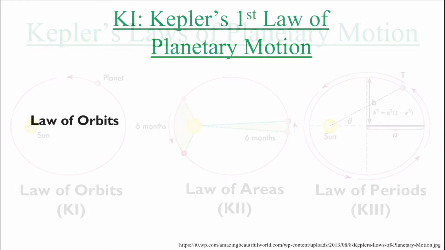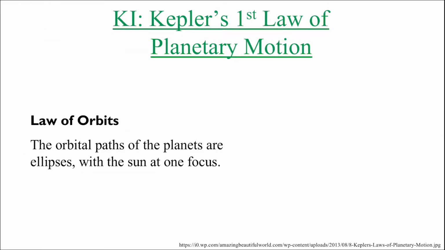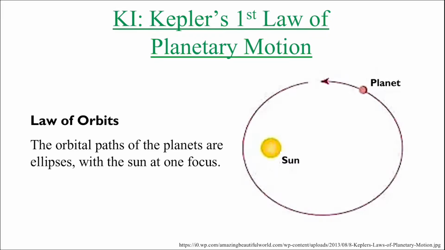Now, Kepler's first law of planetary motion, the law of orbits, states that the orbital paths of the planets are ellipses, not circles, with the sun at one focus of the ellipse. Generally, all objects that orbit other objects do so in elliptical orbits. An ellipse is a geometric shape that looks like a stretched circle, like an oval. But a circle is just a special type of ellipse.